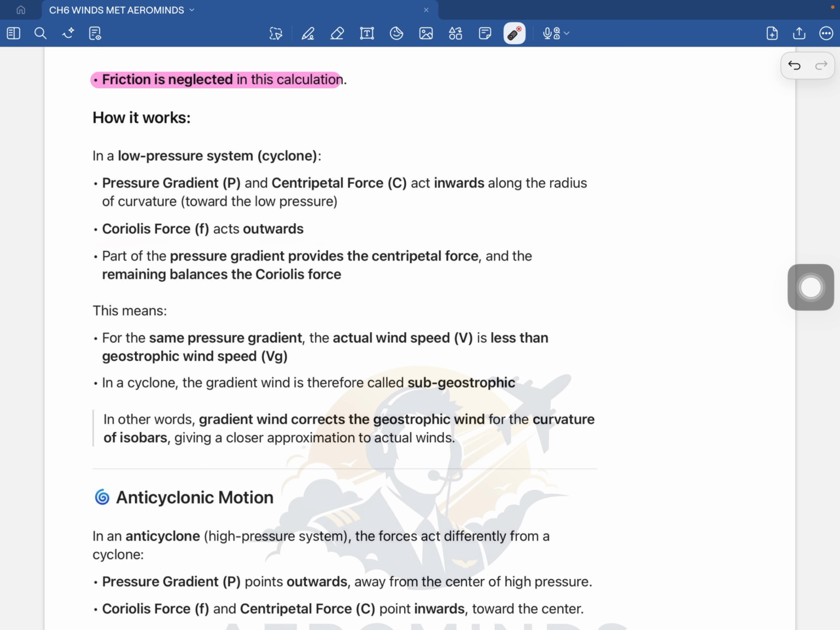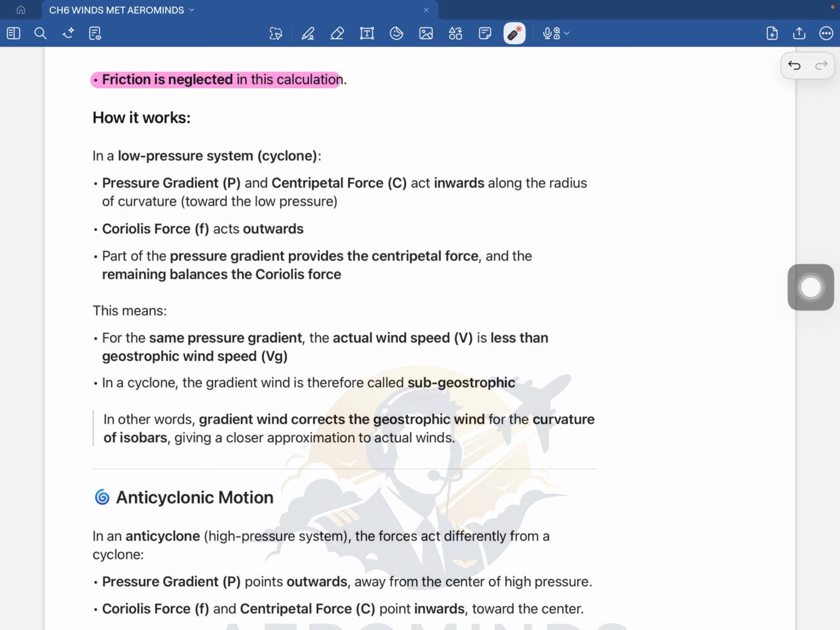Now this is why in a cyclone the gradient wind speed is less than the geostrophic wind speed for the same pressure gradient. For the same pressure gradient the actual wind speed is less than the geostrophic wind speed. So always remember this exam logic. In a low pressure system, gradient wind is subgeostrophic. It is called subgeostrophic, and basically sub means less than.